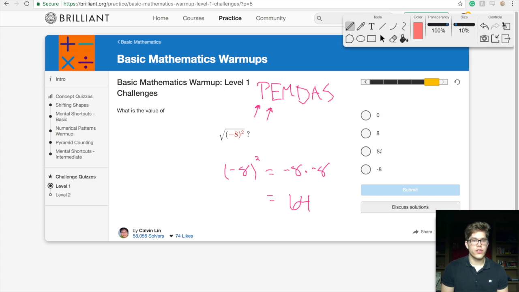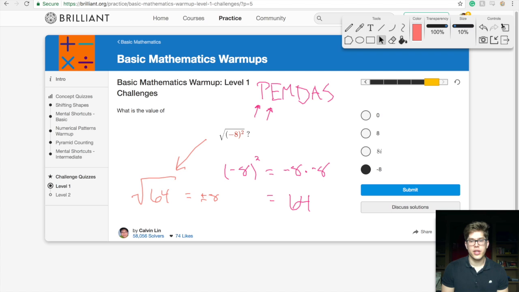And so whenever we finish out this equation, we're rewriting what we know so far. We have square root of negative 8 squared, so square root of 64. And what is square root of 64? Well, it's actually technically plus or minus 8. So I'm kind of confused here as to whether this is negative or positive. But no, I'm going to go with positive. It must be positive. So let's submit it.